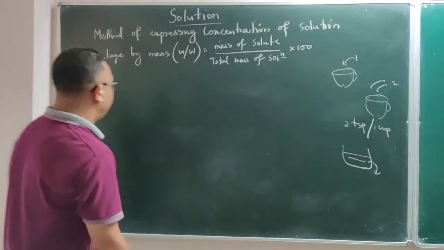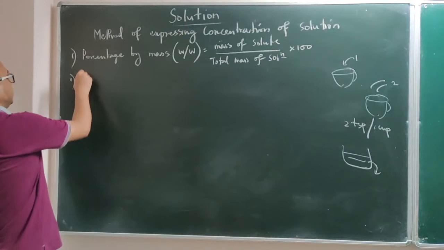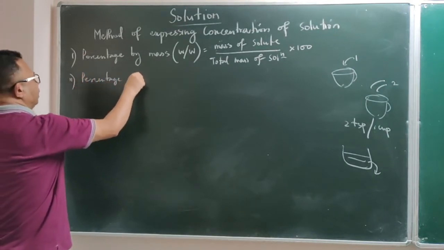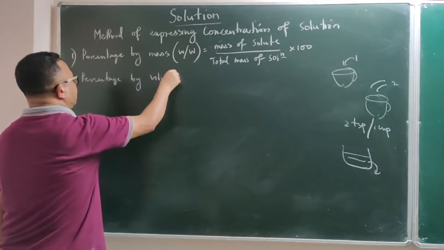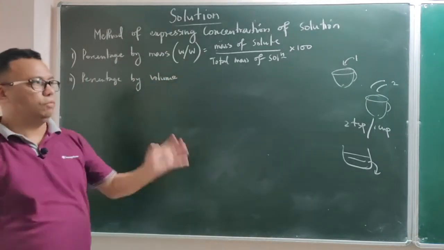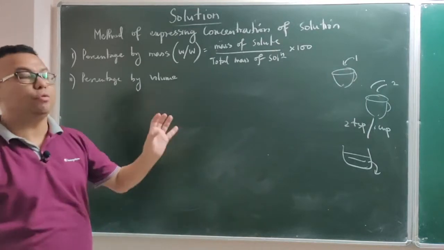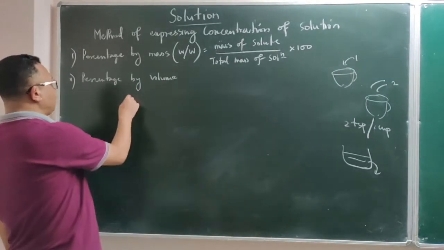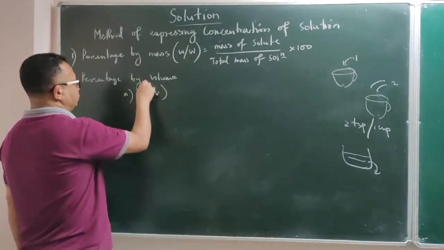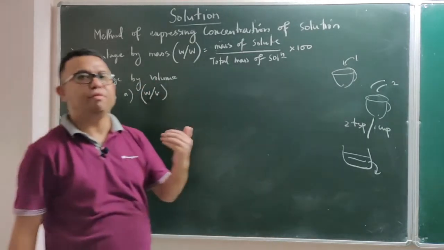Now the second way in which you can express the concentration is percentage by volume. But percentage by volume itself is of two kinds. One is volume to volume ratio and the other one is weight to volume ratio. Now let us see one by one. The first kind, we call it weight by volume ratio. We call it W by V.